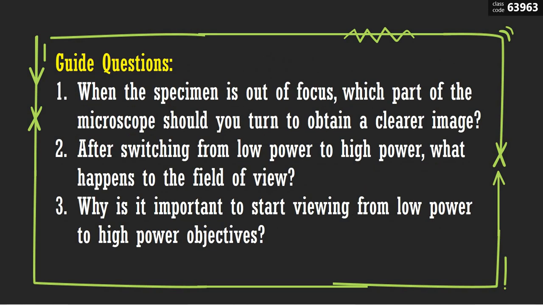Guide questions. So, this is for you. When the specimen is out of focus, which part of the microscope should be turned to obtain a clearer image? After switching from low power to high power, what happens to the field of view? And why is it important to start viewing from low to high power objectives? So, it's up to you to answer this. The answers to these guide questions are in the previous slide.